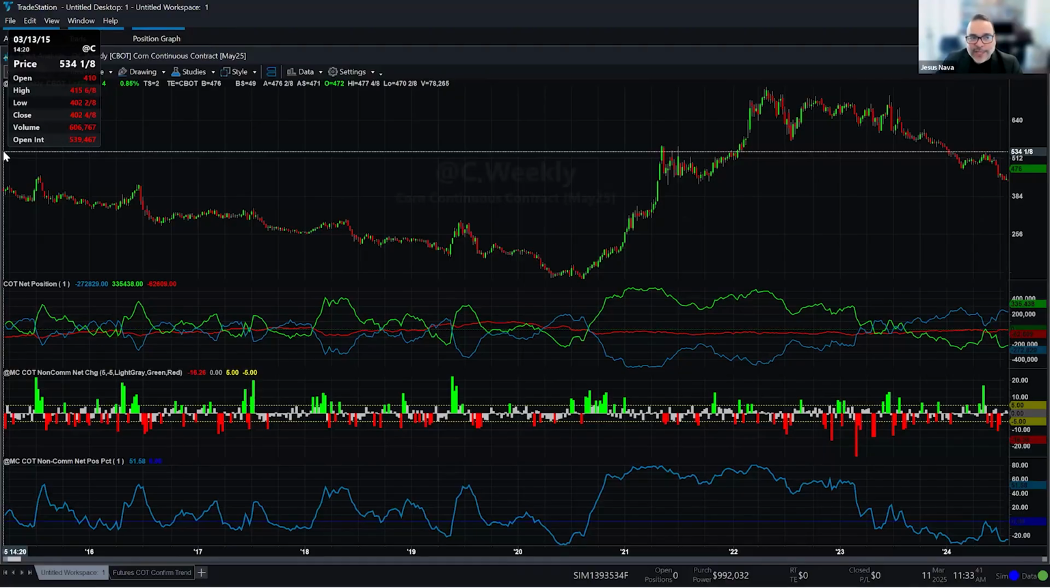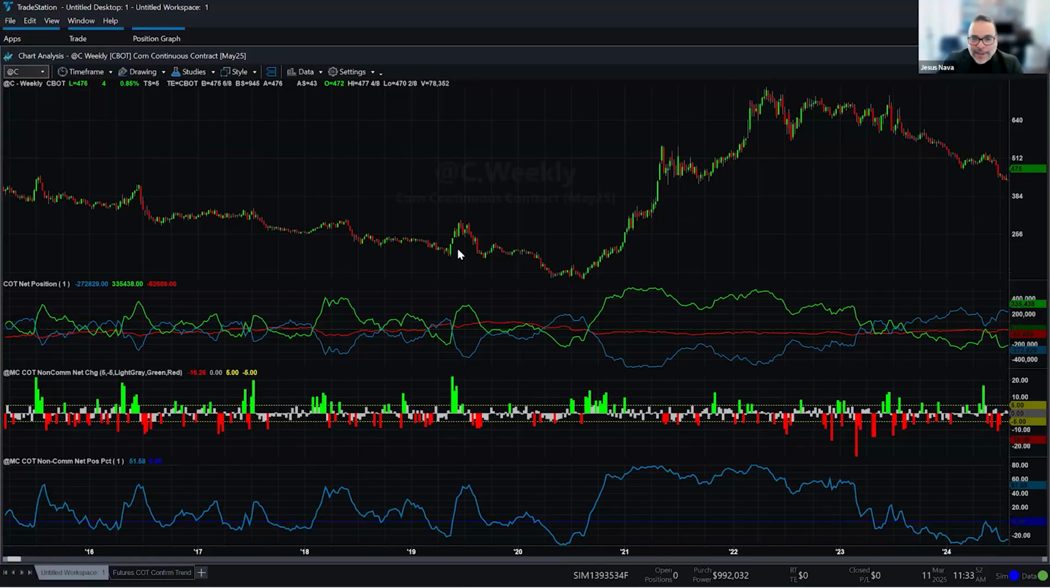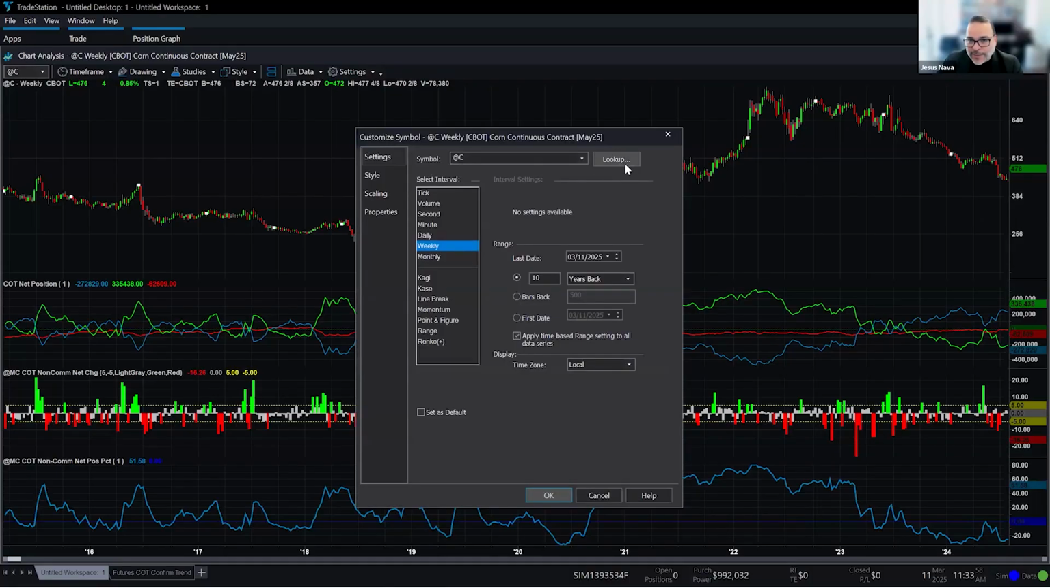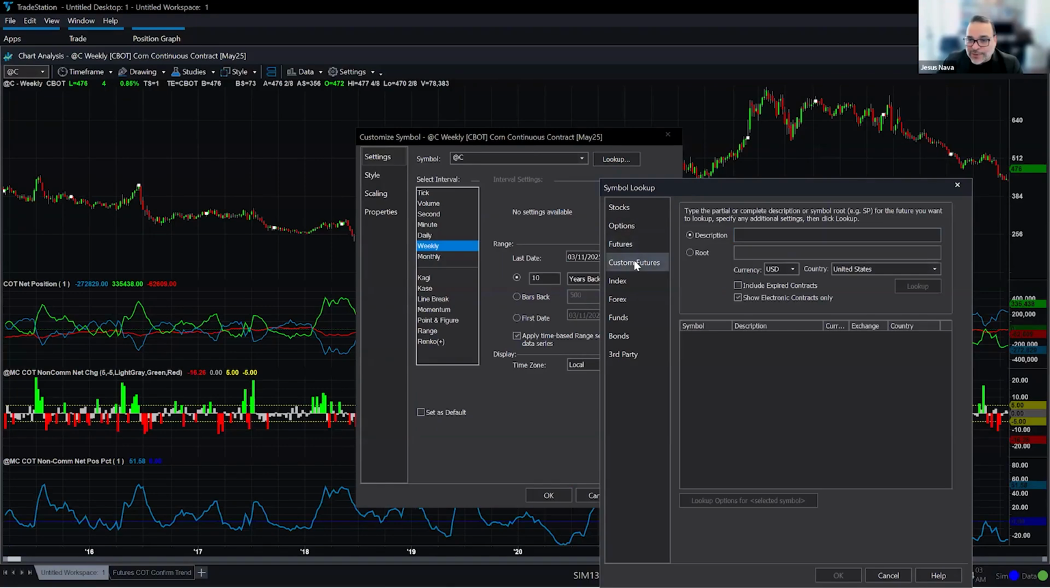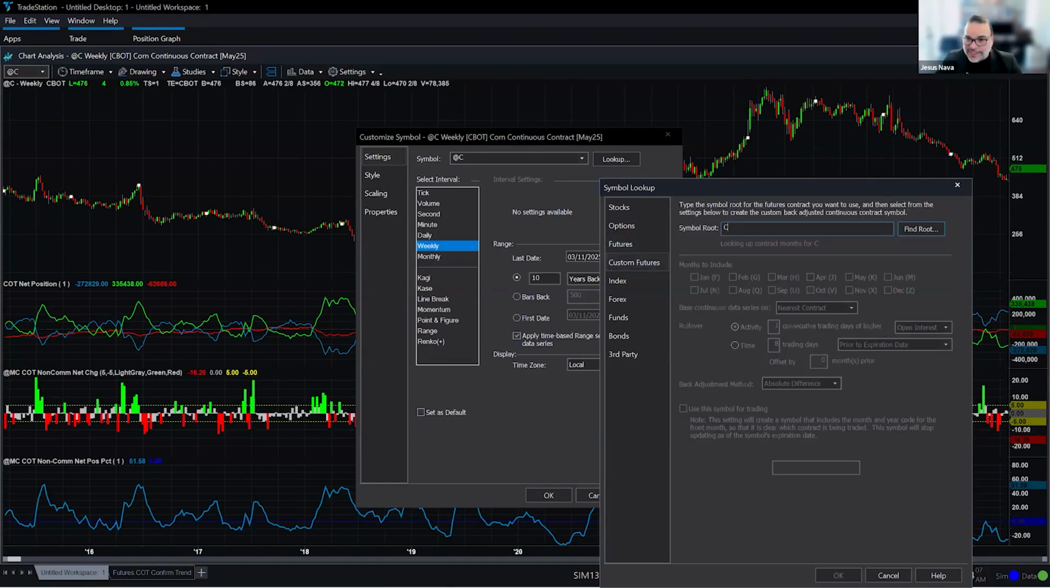And you can see the price of corn was about, if you look at the closing price on the top left corner, it says the close was 402 and 4/8. Let's keep that number in mind, 402. Because if I come here into the data, this is corn, I'm going to go to lookup, but instead of using just the regular futures, I'm going to go to custom futures. The root of the symbol here is C.